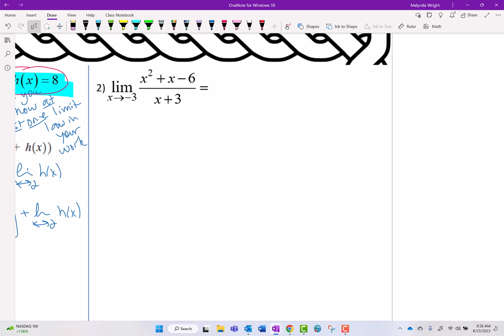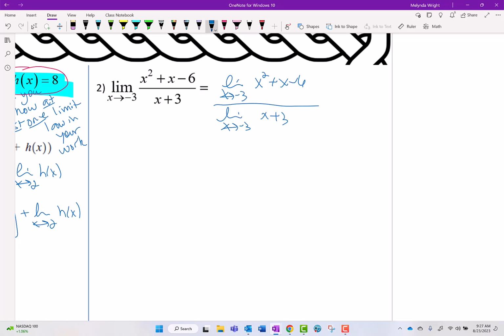So I'm going to do limit as x goes to -3 of x squared plus x minus 6. And then I'm going to do limit as x goes to -3 of x plus 3. I'm just going to automatically separate them out. This will make your life easier if you just get in the habit of doing that.